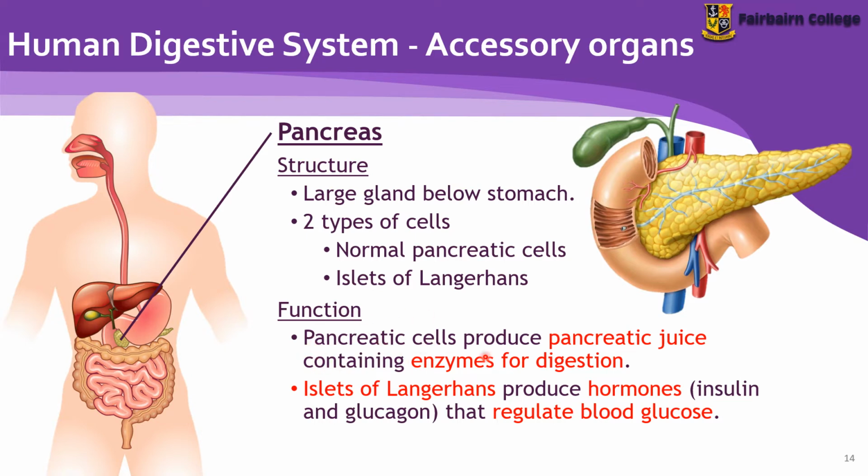The normal pancreatic cells produce pancreatic juice, which contains enzymes which assist with digestion. We will look at the pancreatic enzymes a bit later on when we look at the digestion process more in detail. The second function of the pancreas is achieved by the cells of the islets of Langerhans. These cells produce hormones called insulin and glucagon, which regulate the blood glucose levels. If the blood glucose levels go too high, the hormone insulin decreases the blood glucose levels, and if the blood glucose levels go too low, the hormone glucagon increases the blood glucose levels again. We will look at this functioning of the regulation of blood glucose levels a bit later on.